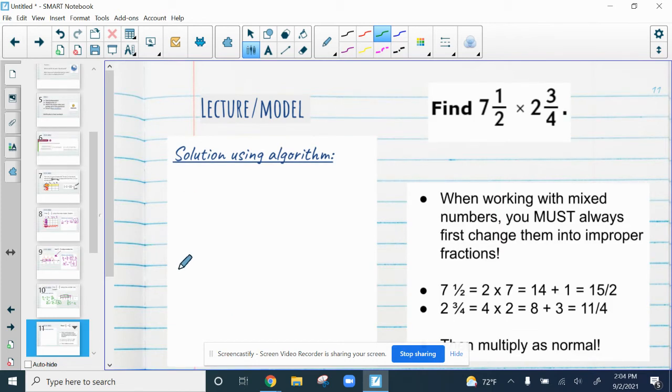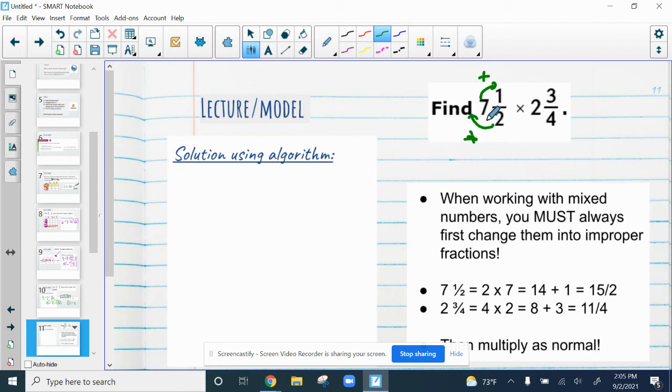Ooh, now we're going to get into mixed numbers. Mixed numbers, it's going to be the same process, except we just have one extra step, and that is changing from a mixed number into an improper fraction. And hopefully we remember this little multiply and add circle.